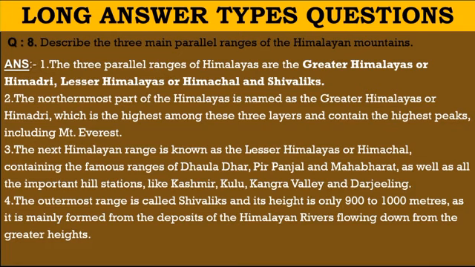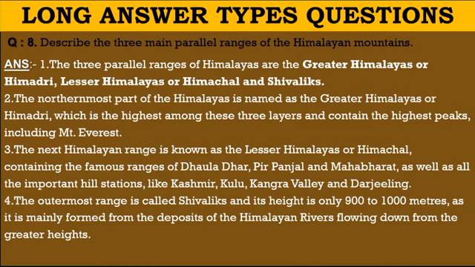Second, the northernmost part of the Himalayas is named the Greater Himalayas or Himadri, which is the highest among these three layers and contains the highest peaks including Mount Everest. Third, the next Himalayan range is known as the Lesser Himalayas or Himachal, containing the famous ranges of Dhauladhar, Pir Panjal and Mahabharat, as well as all the important hill stations like Kashmir, Kullu, Kangra Valley and Darjeeling.